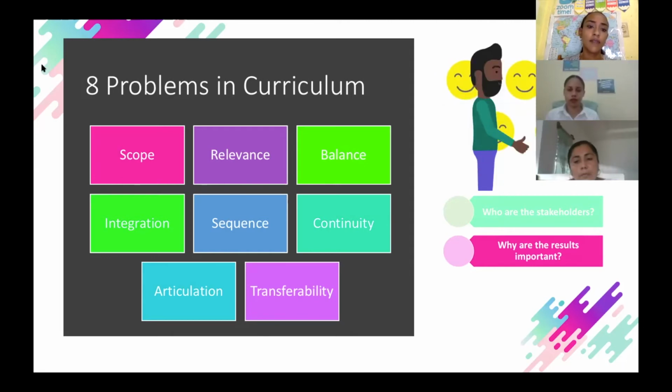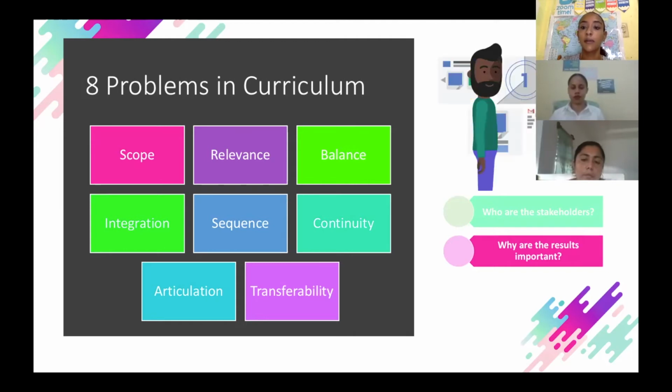Relevance. In order for students to learn, the material must be relevant. It is extremely difficult for students to understand arbitrary learning. For example, if we were to read a story about snow here in Belize, most students won't be able to relate to it. Balance. Balance is the balance between structure and order, knowing what to give attention to and how much attention to give it.